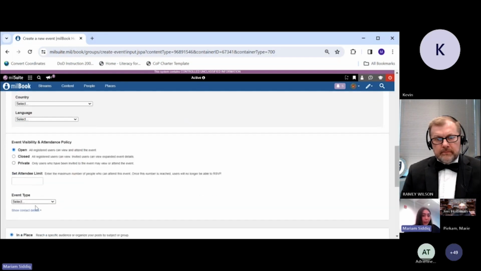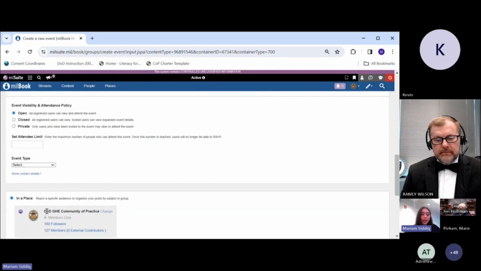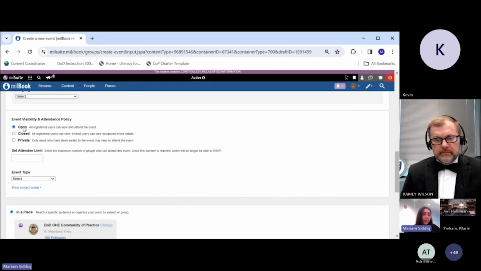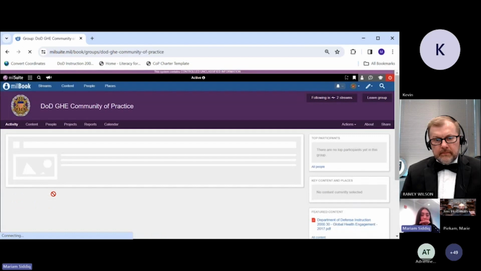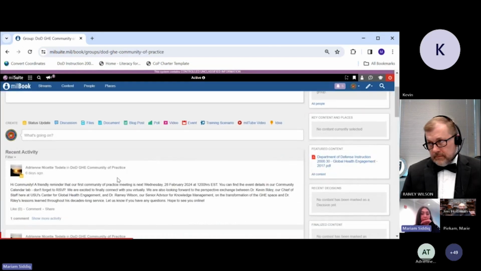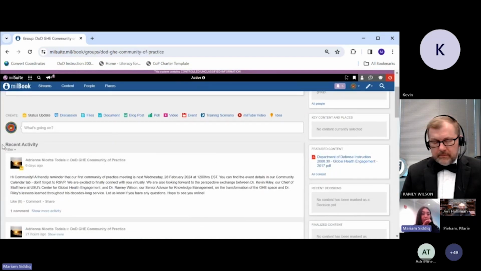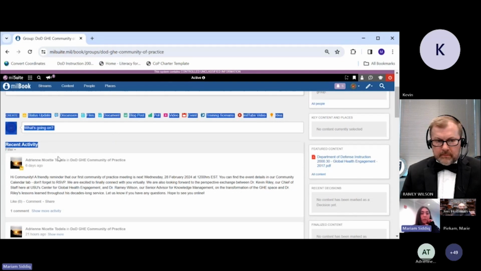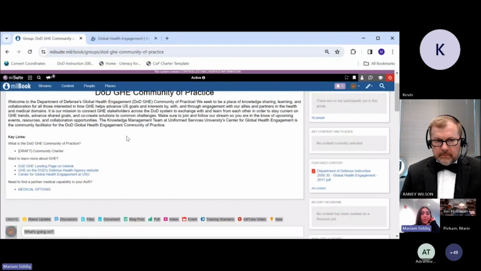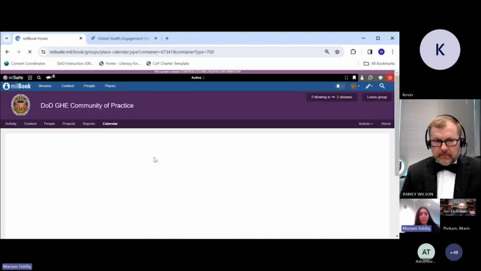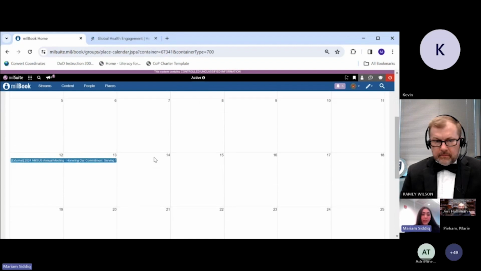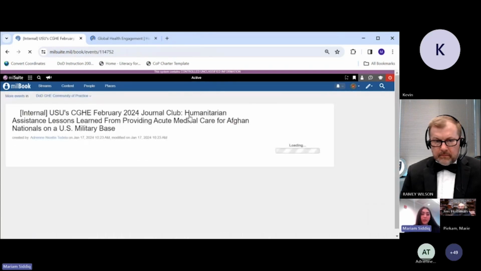I believe you can add tags, make sure that it's also being posted onto the community site, and we want it to be open to all. And then you would create the event. Once that is created, you can go underneath and see that under recent activity, it will pop up. You can also select calendar, and your events, and anybody else's event that they have shared out will be here, and it will look like this.